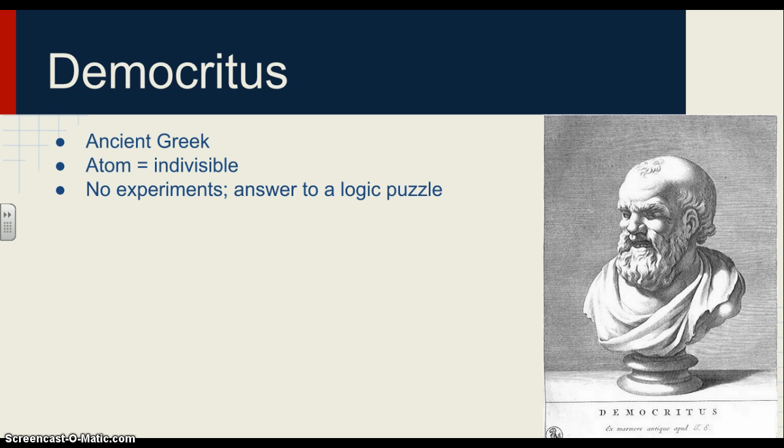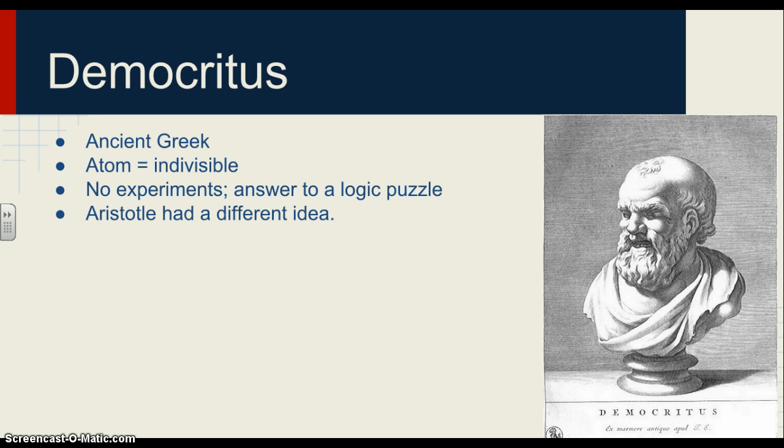So Democritus said, well, eventually you'll get to a point where it's so small you cannot break that up anymore, and that's an atom. Again, there weren't any experiments here. The Greeks weren't very big on experimentation. That's why a lot of their science is a little bit fuzzy.